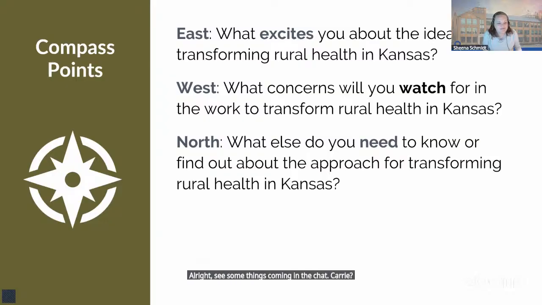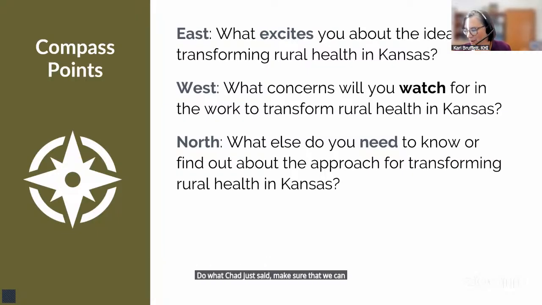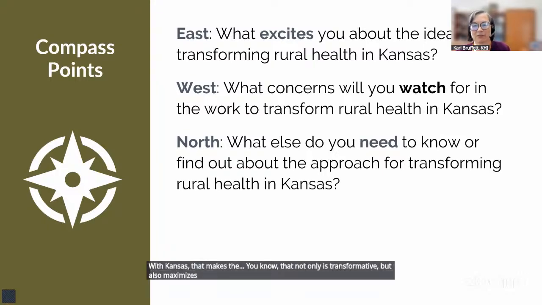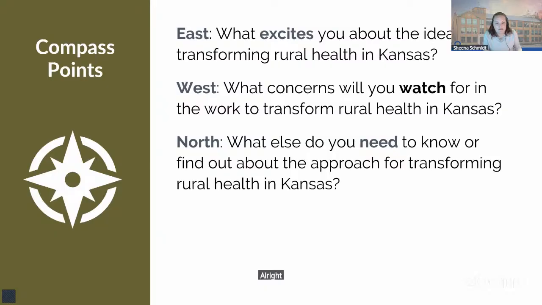Carrie? Yeah, probably just going to echo what Chad said. I think we need to know what is the most effective way for this group, all of us individually, and then collectively as the group that's convened. How can we help do what Chad just said? Make sure that we can have the best application for Kansas that is not only transformative, but also maximizes the opportunity for resources to make that happen. So how can we all be most helpful? We really need to know that. Thank you. All right, some comments in the chat.